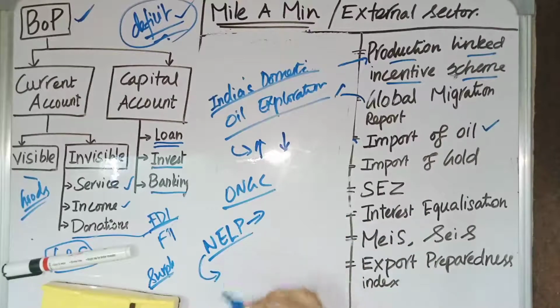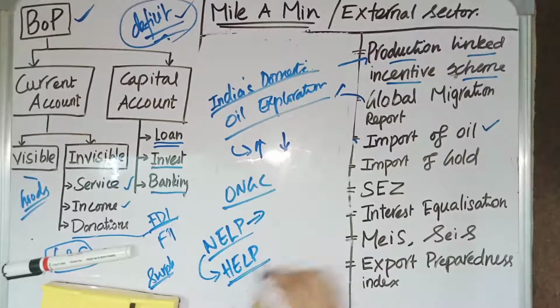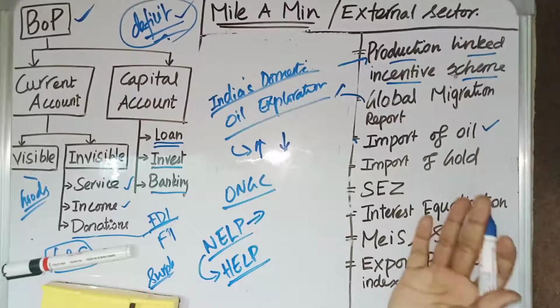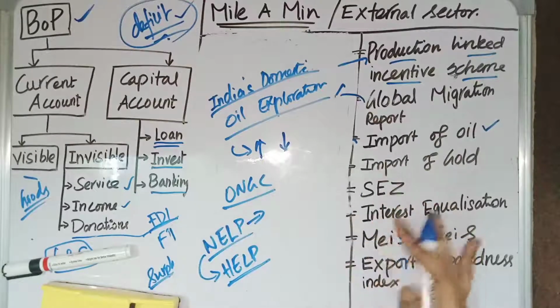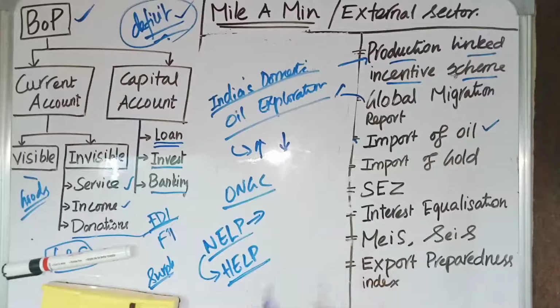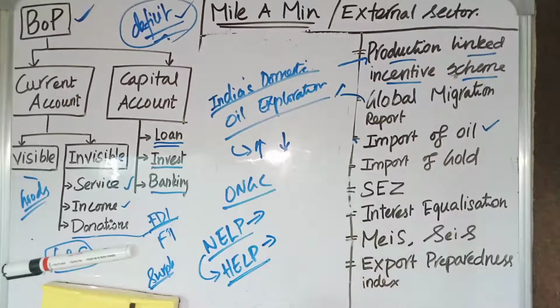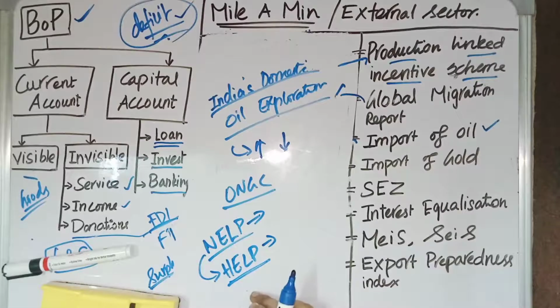But this NELP is replaced by another one called HELP. HELP is the one which replaced NELP. HELP stands for Hydrogen Exploration and License Policy. The difference between NELP and HELP is HELP gives a uniform license for exploration of all the hydrocarbons. It gives a single license. That is HELP. So if I talk hydrocarbon, then methane, shale gas, petrol, everything comes under it. So that is the advantage of HELP.